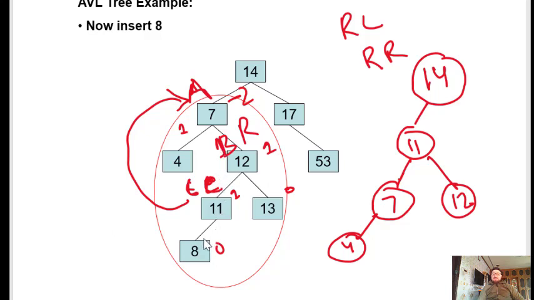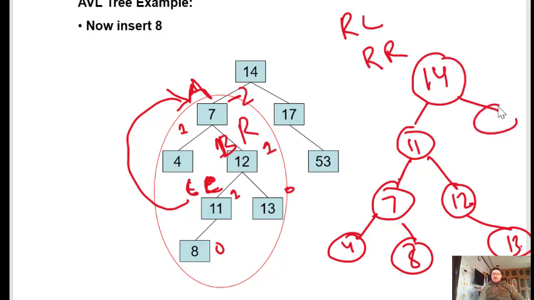With 11 there was 8 also. Okay, so 8 has to be here, right of 7. And with 12 there is 13. 13 is to be the right of this. Now the tree will be like this. Okay, this way it becomes very simple, because you only have to make the C.